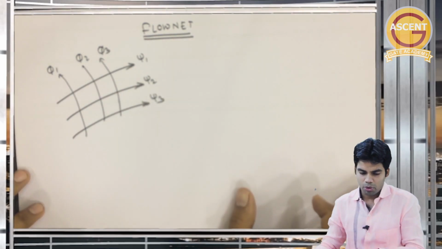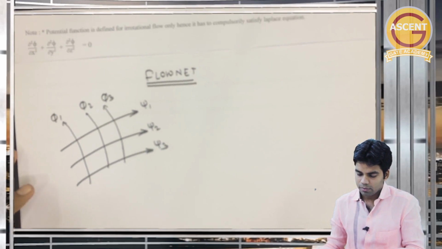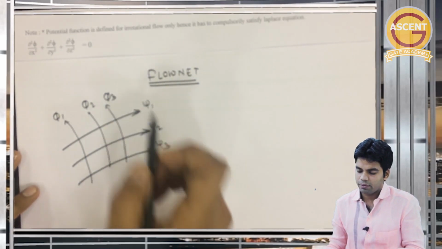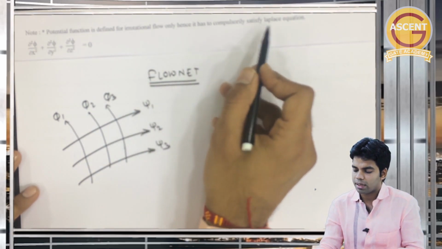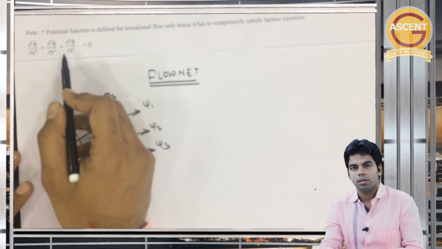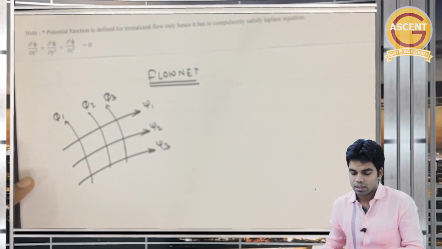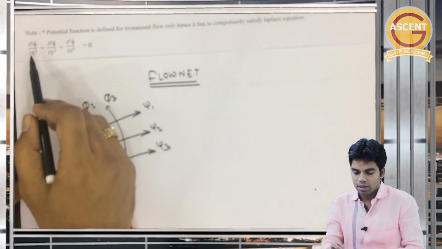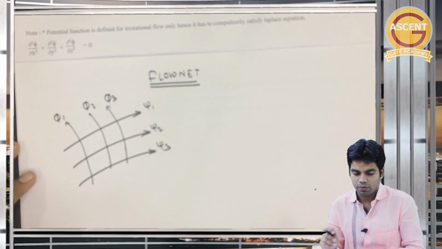We will see certain properties of this flow net. You can note it down. The very first thing, the potential function is defined for irrotational flow only, hence it has to compulsorily satisfy the Laplace equation. That means del 2 phi by del x square plus del 2 phi by del y square plus del 2 phi by del z square should be equal to 0.